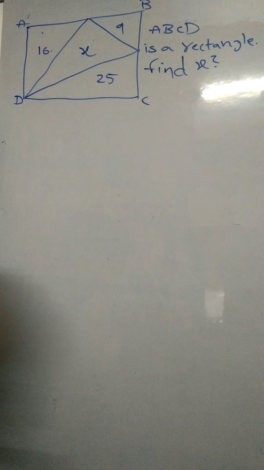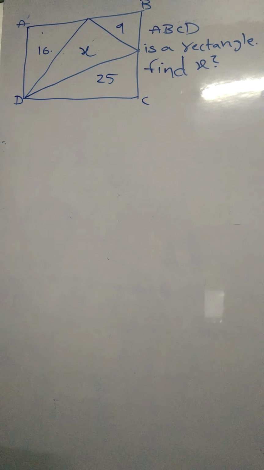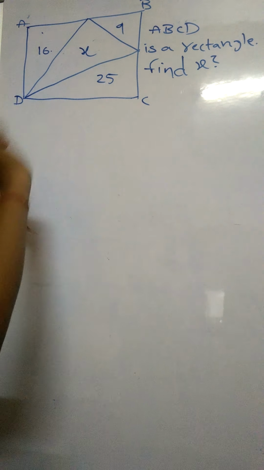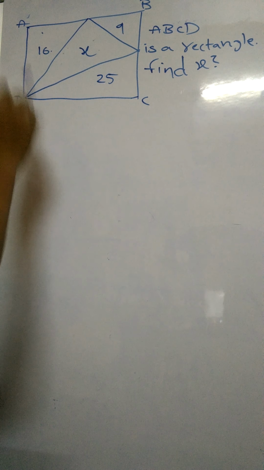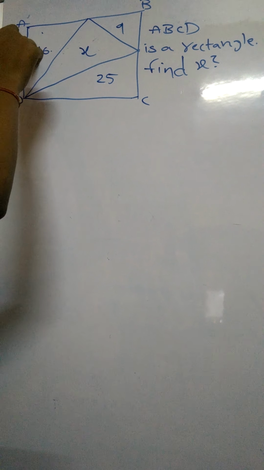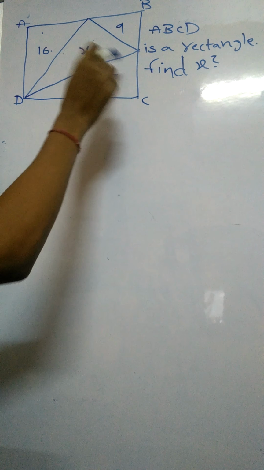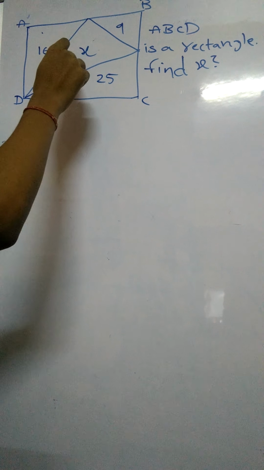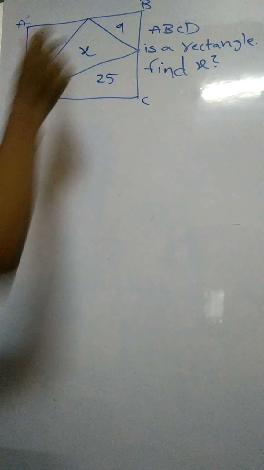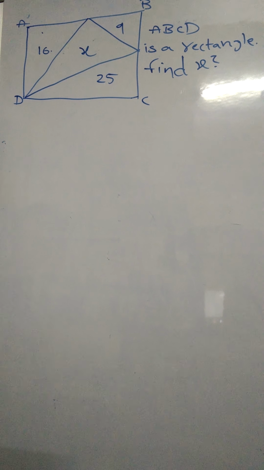Now let us discuss our second question. In the second question, they asked that ABCD is a rectangle, and the area of this part is 16, the area of this part is 9, and the area of this part is 25. Find the area of this, that is x. Find out x. If you want to solve, pause the video and solve it. Now we will solve it.